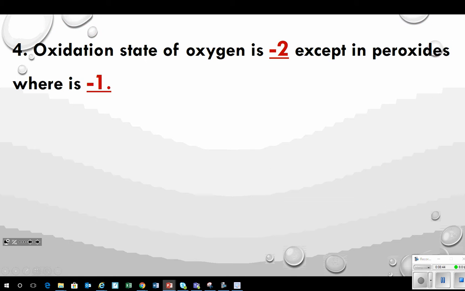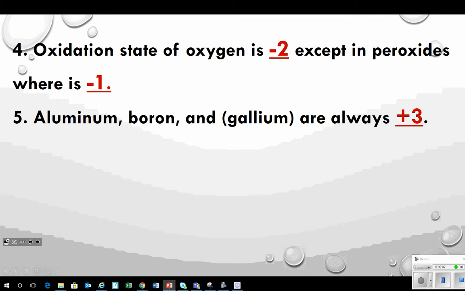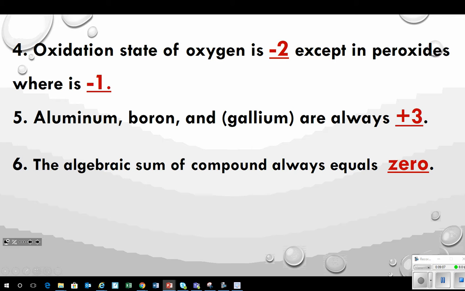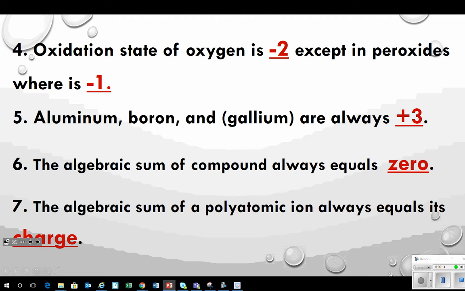Okay, another rule. The oxidation state of oxygen is -2, except when it comes to peroxide, like H2O2, hydrogen peroxide, or Na2O2, which is sodium peroxide. Then it becomes a -1. Okay? Aluminum, boron, and gallium, that's part of our slide, are +3. Algebraically, the sum of a compound always equals 0. So we've been doing these things already. And the algebraic sum of a polyatomic ion is always just the charge on the polyatomic.